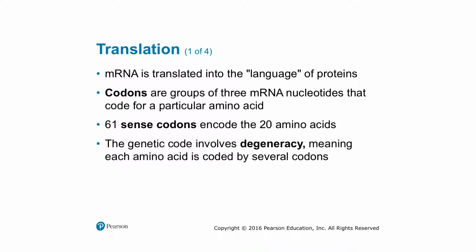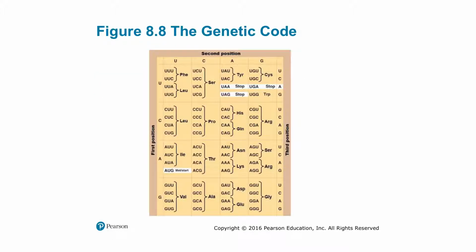Translation is the second part of this. The mRNA is translated from the language of nucleic acids into the language of proteins, which is amino acids. Codons are groups of 3 mRNA nucleotides that code for particular amino acids, and we have 61 sense codons that encode the 20 amino acids. The genetic code involves degeneracy, meaning that each amino acid is coded by several different codons. Here you've probably seen this chart before, and a couple of the ones that I'll point out to you.